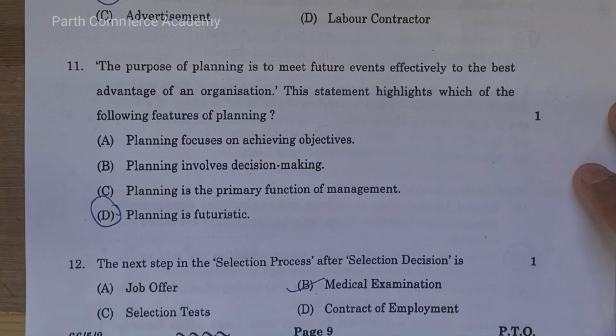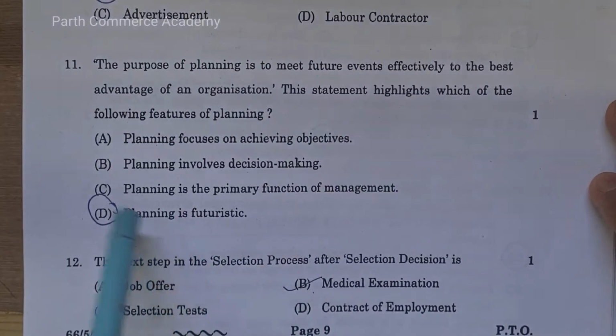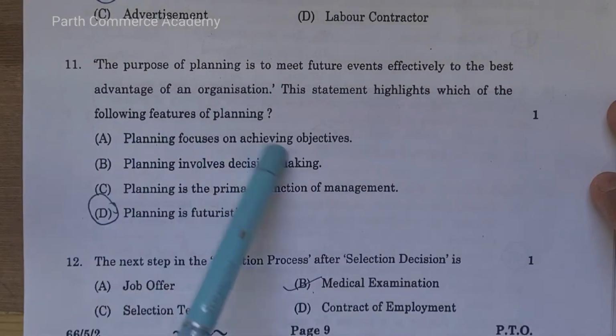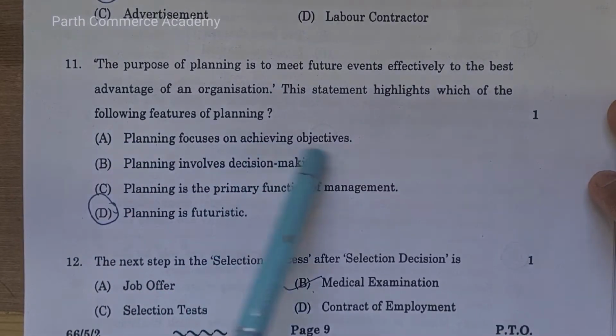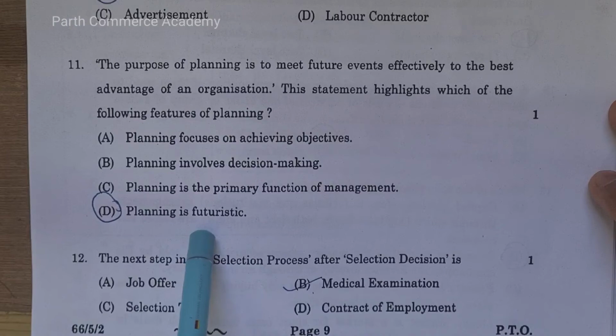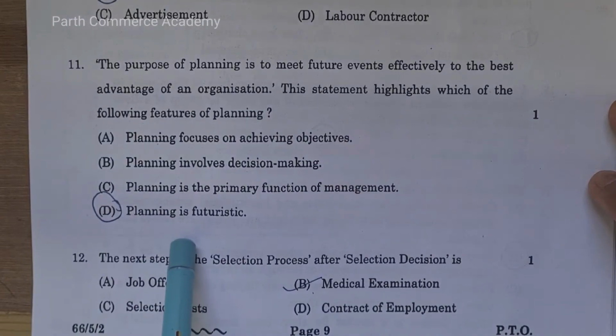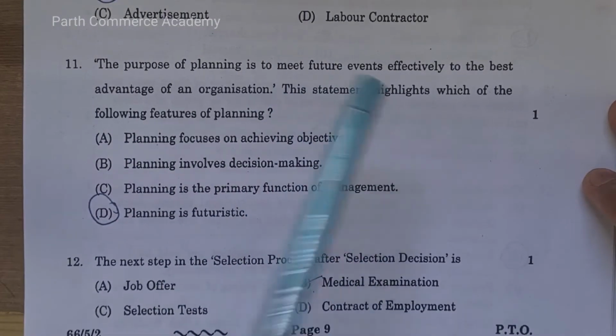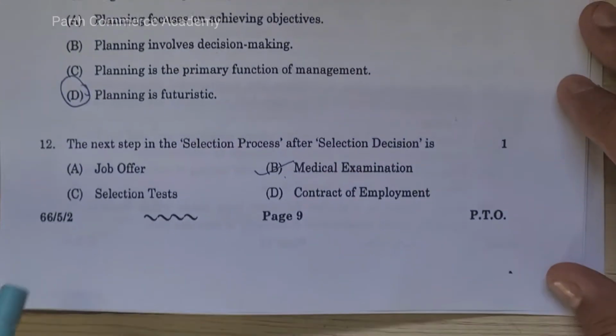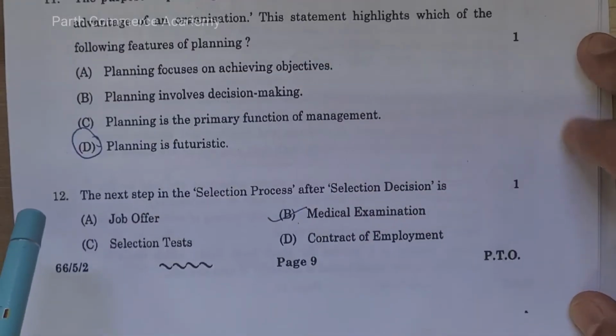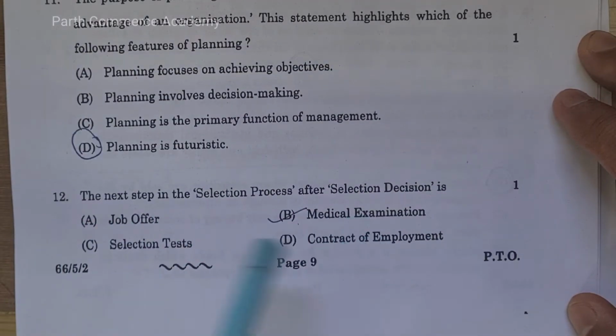Next, question number 11. Here the purpose of planning is to meet future events effectively, and they are asking which feature of planning is there. So here the answer is planning is futuristic, because they want to meet future events. Now question number 12 is here. The next step of the selection process is the selection decision, which is medical examination.